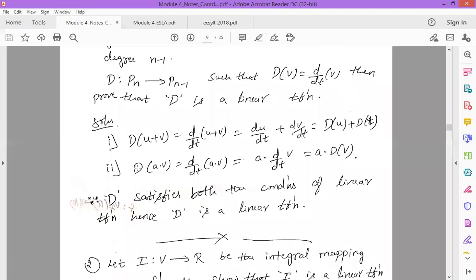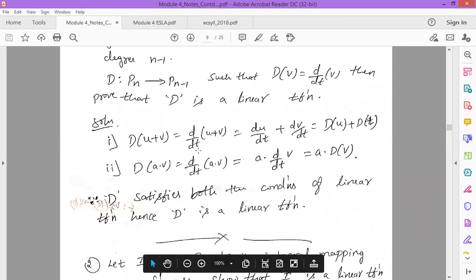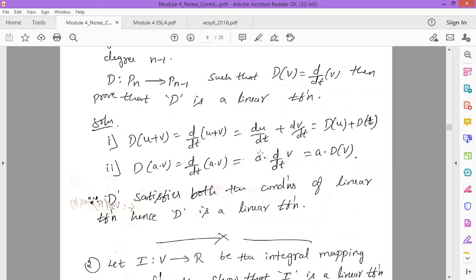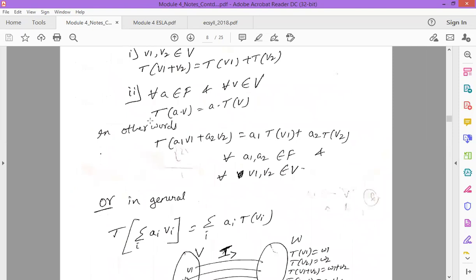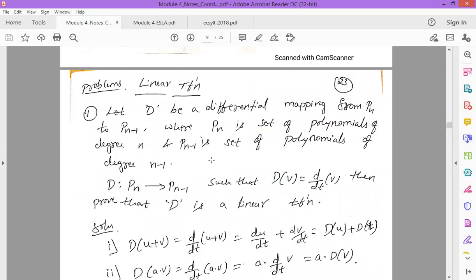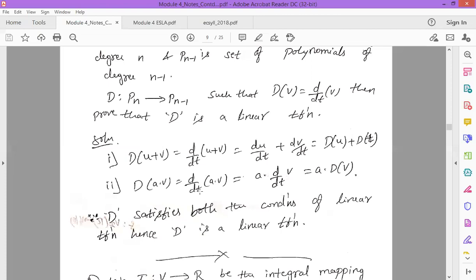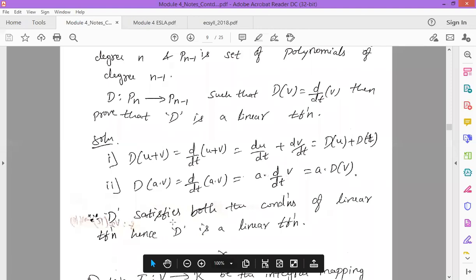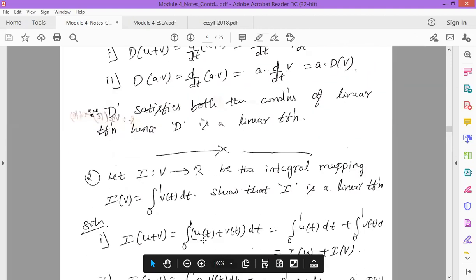Next, you have to check the second condition, that is, the multiplication. Here you are going to consider the operation D of a dot v, which is equal to d by dt of av, writing av in place of just v. Here a is a constant, so you take it outside. You can write a dot dv by dt, which is equal to a into D of v. So once again the scalar multiplication operation is also satisfied. Since the two conditions, addition as well as multiplication, are satisfied, we can consider D, the differential operation, as a linear transformation function.